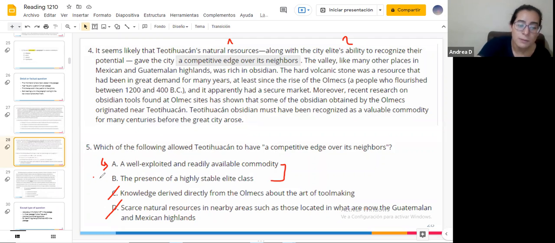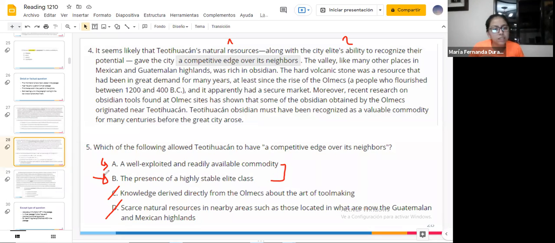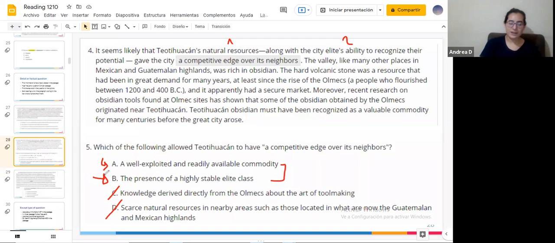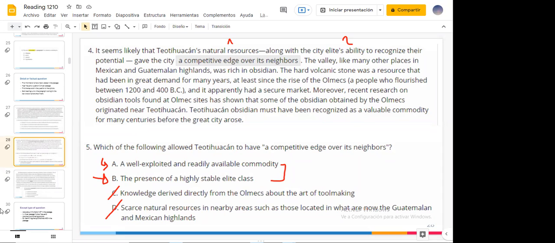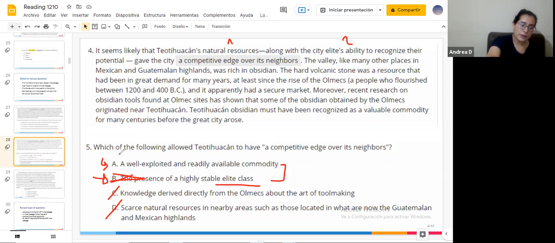Now, can anyone tell me why B is not the answer? Why it couldn't be? I think that it's not the answer since we have two reasons: natural resources and the elite's ability, and this only points out the elite. Okay, perfect, nice response. Yes, exactly. So this is talking about two elements, their natural resources and the city elites. And B is just talking about one thing, the elite class. So it's not B, it's A, right?